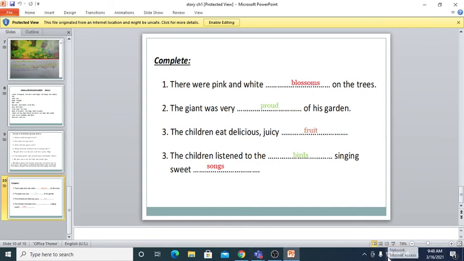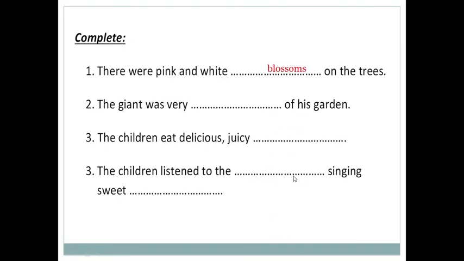The giant was very of his garden. He was very what of his garden? He was very proud of his garden. The children eat delicious and juicy what? Delicious and juicy fruit. The children listen to the singing. What can you listen to singing? They listen to the birds singing sweet. Sweet what? Sweet means nice. Sweet songs. The children listen to the birds singing sweet songs.